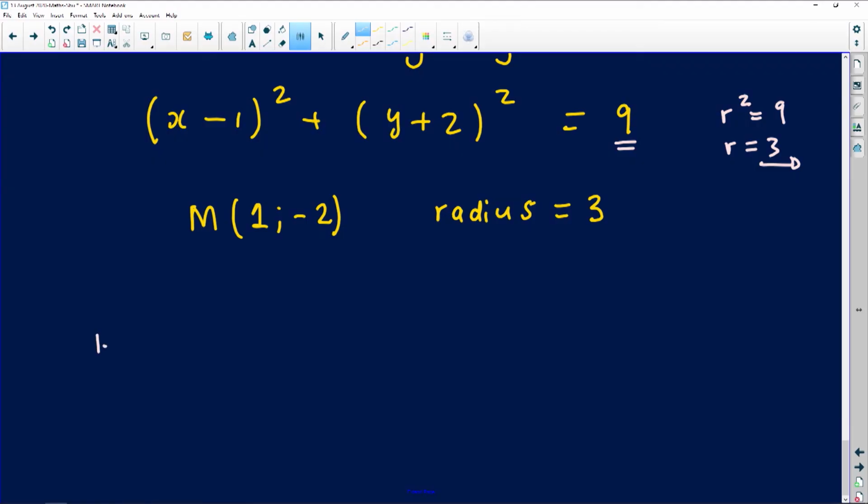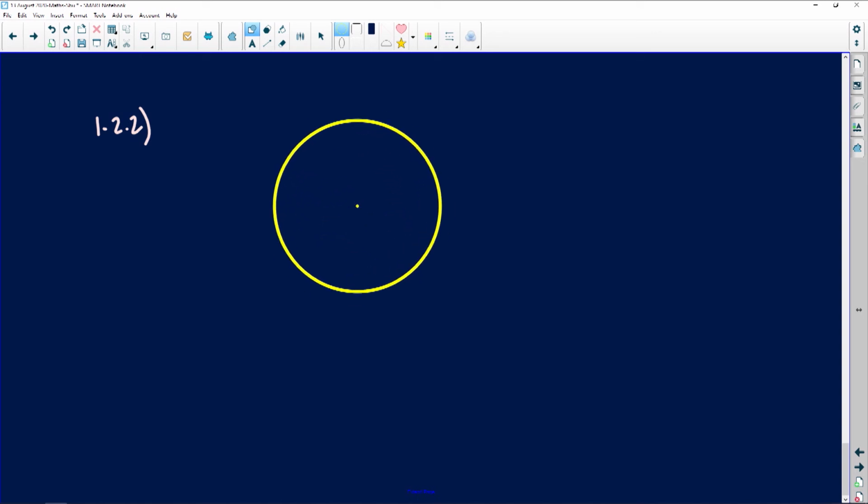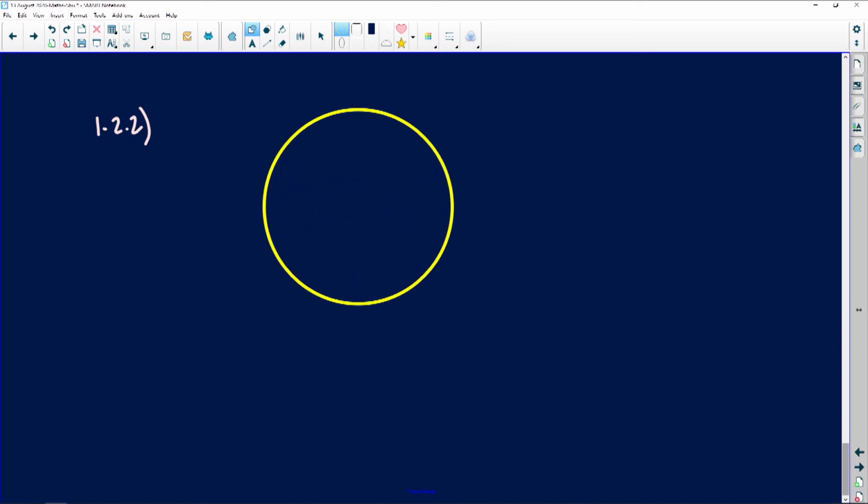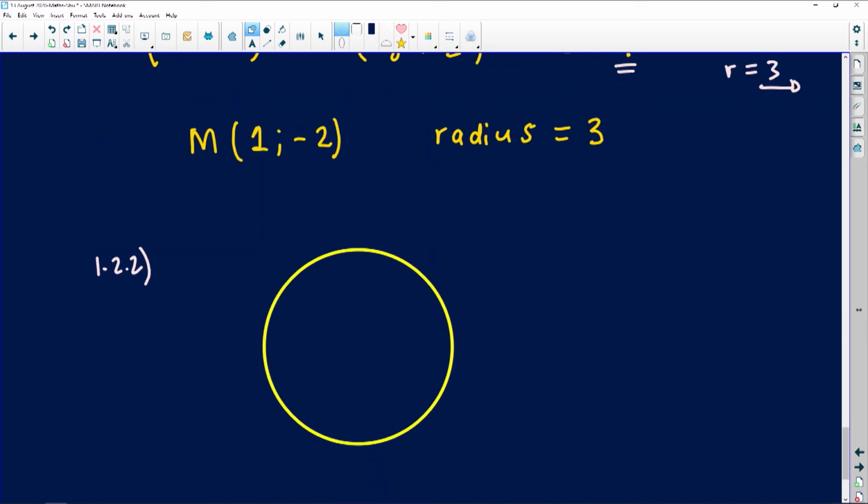Okay, cool. So the second part, this is 1.2.2, obviously. We've got a circle, right? Let's have that circle so that we can all see what the examiner is interested in. Here is the circle. What do we know so far about the circle? We know the center of the circle, the coordinates of the center. We've been told that M is going to be the center. So we just found that the center is going to be 1 and negative 2.